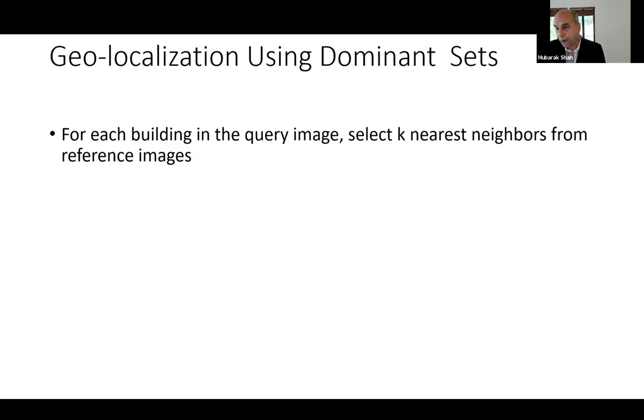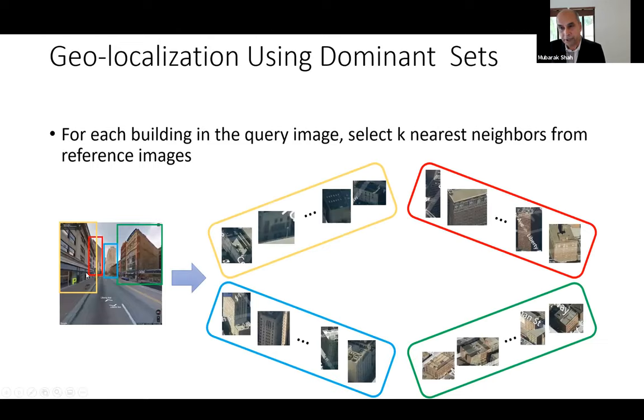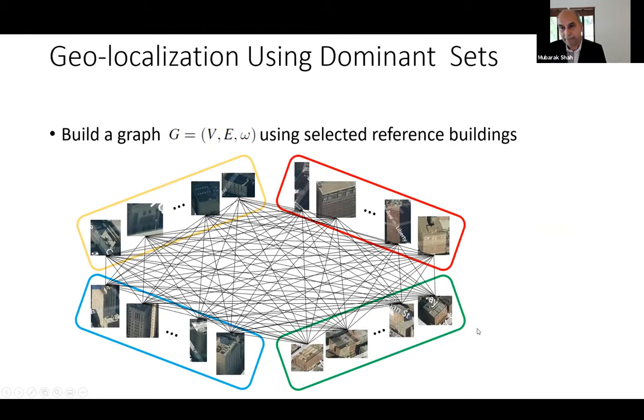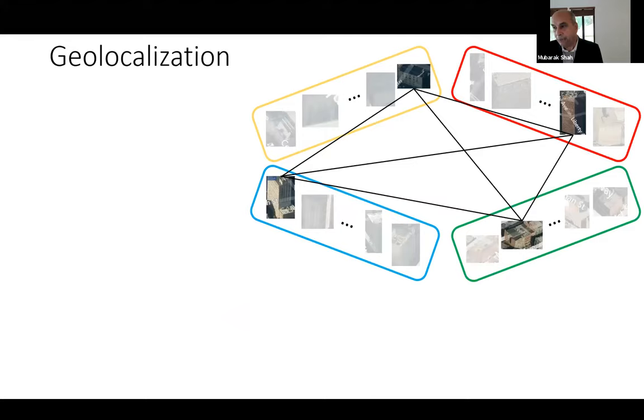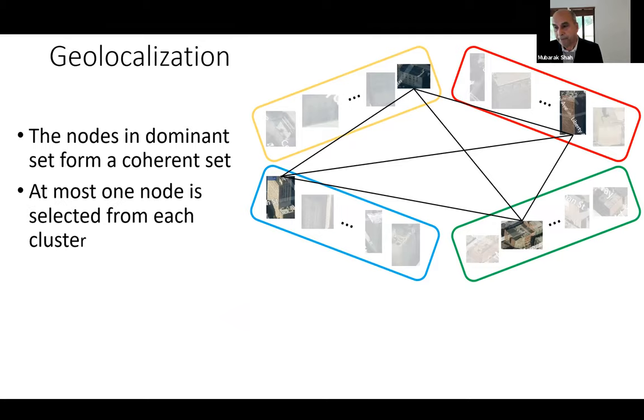So now after that, we want to get these buildings, and for each building, as we did before, we get the nearest neighbor buildings. This is from street view, and these are from bird's eye view. So for each one, we get this cluster, and then we again make this k-partite graph, as we have been doing before. And then we get the dominant set, which is shown here. And that gives us the match.